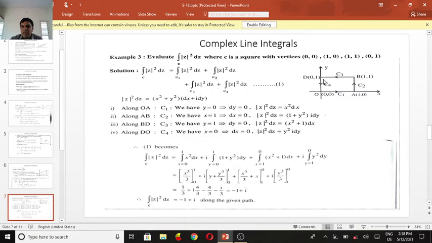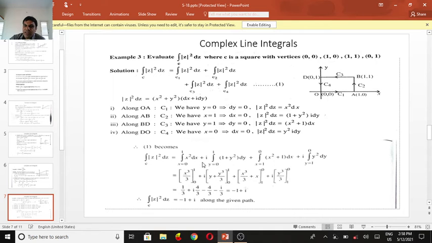Plus along the curve DO, where y varies from 1 to 0, so y square dy. So direction is very important. The curve is traversed O to A, A to B, B to D, D to O. If you change the direction, the integration should be reversed. Keep it in mind.